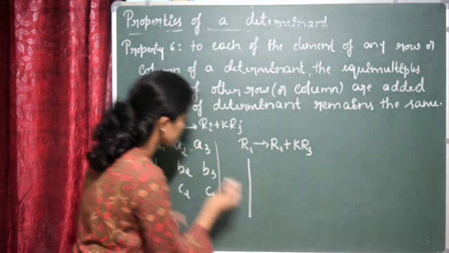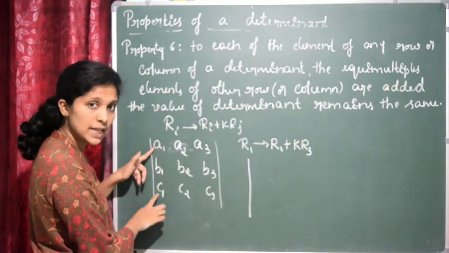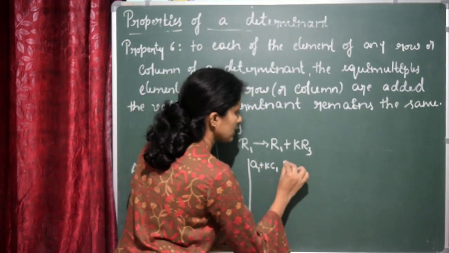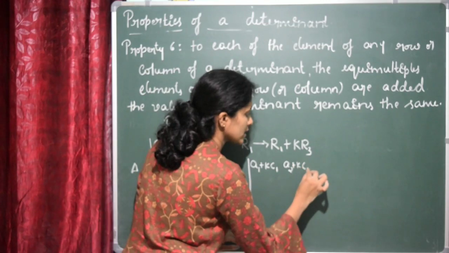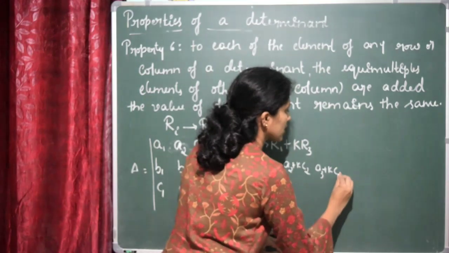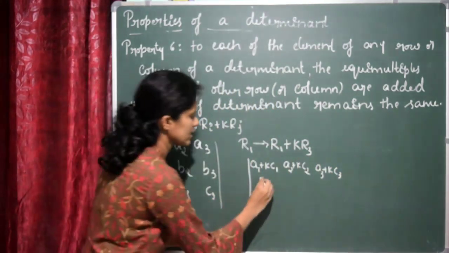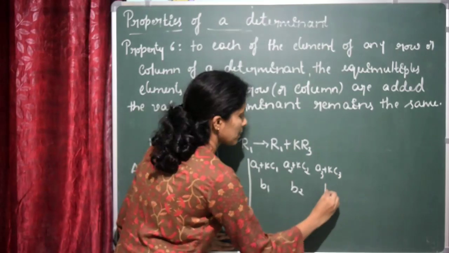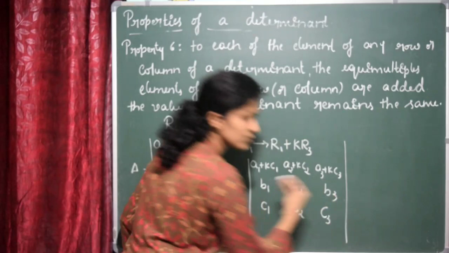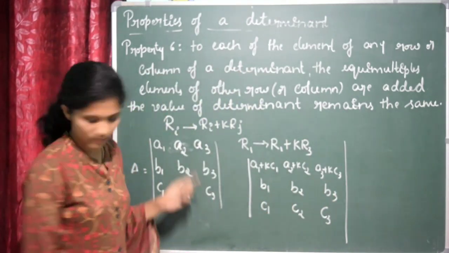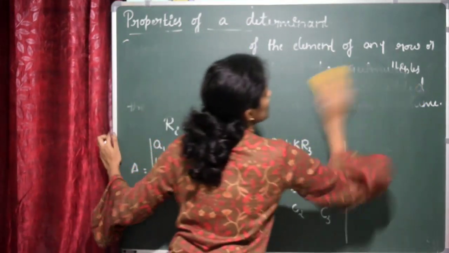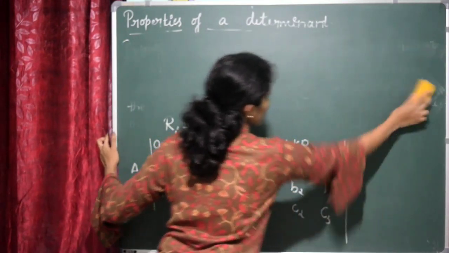What can I write? First row changes means this will be now A1 plus K into C1. Second will be A2 plus K into C2, right? Third will be A3 plus K into C3. Row 1 is changed. Remaining is as it is, that is B1, B2, B3 and next C1, C2, C3. Right? Now, I don't have place here. I'll erase this one. Now you can see this one.